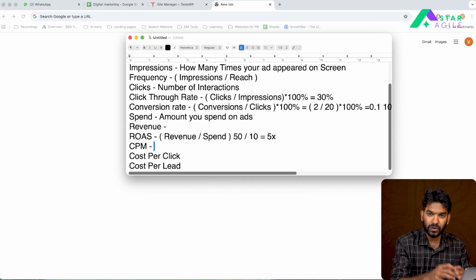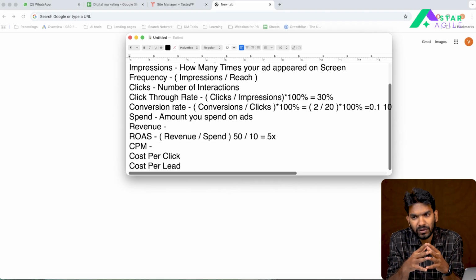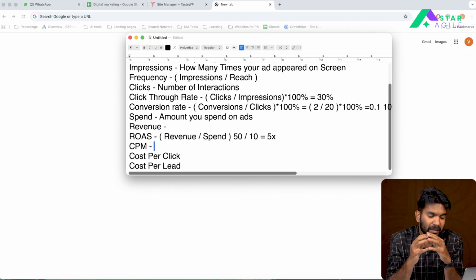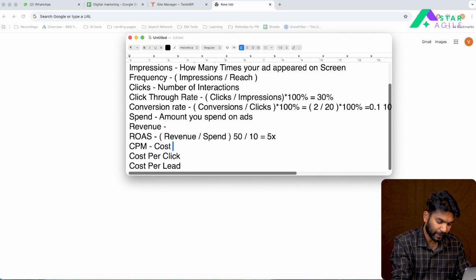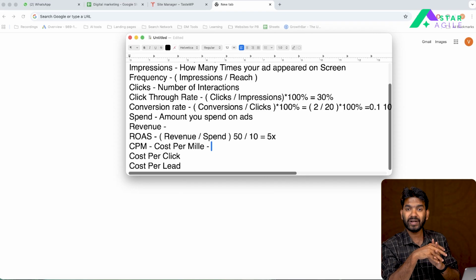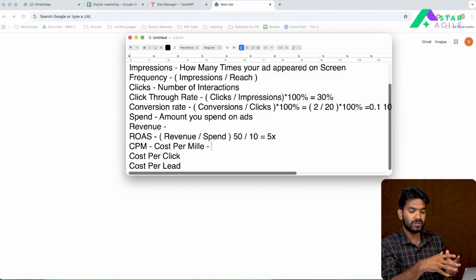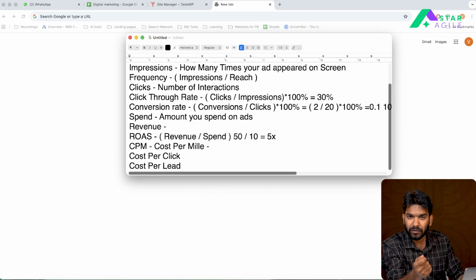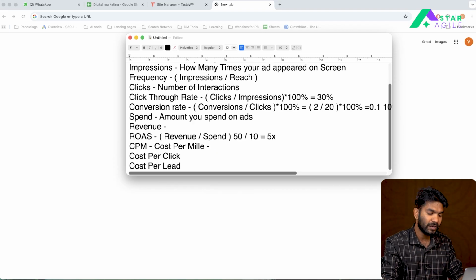Now, CPM. Whenever your ad is published, once it got reviewed and approved, it will start showing the ads to people. Now, CPM stands for cost per mille. So, how much amount is your advertisement taking to show your ad to 1000 people? What is the cost a campaign is taking to show your ad to 1000 people? So, cost per mille stands for how much amount your ad is taking to show your ad to 1000 people.